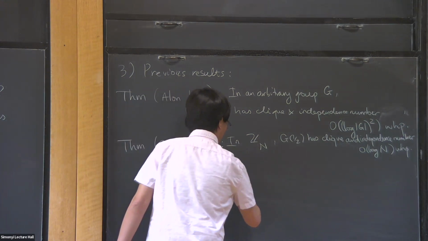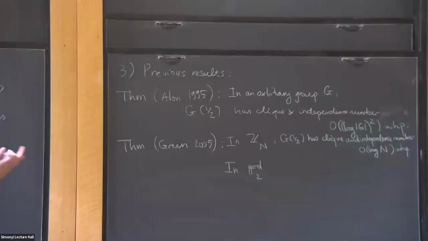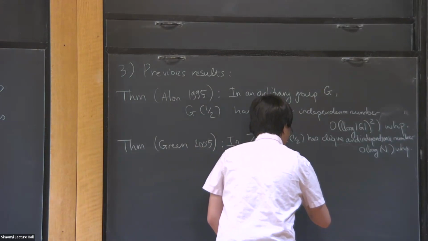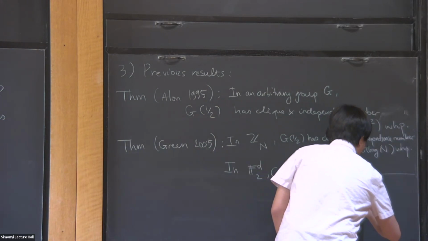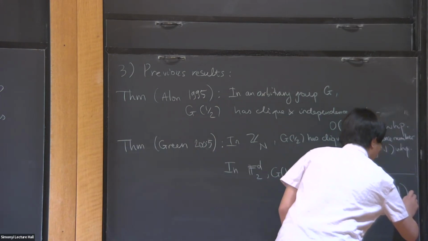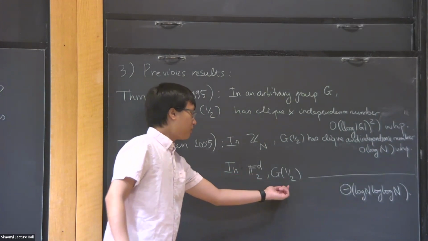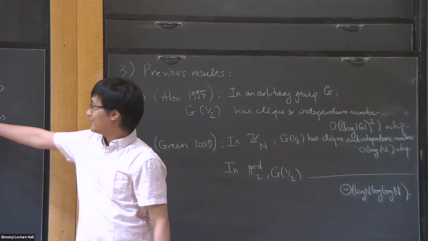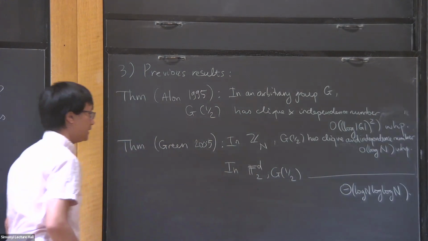The other abelian group that he considers is the vector space F2 to the D, which is perhaps the other nicer abelian group. And in this case, he shows that G1 actually has clique and independence number not of order log n, but of order theta of log n times log log n. Okay, so already in this group, F2 to the D, a uniformly random Cayley graph is not a Ramsey graph. So we see that the answer to this question is actually negative for one of the simplest groups that we can consider, F2 to the D.